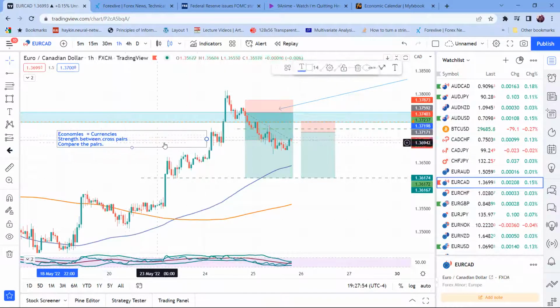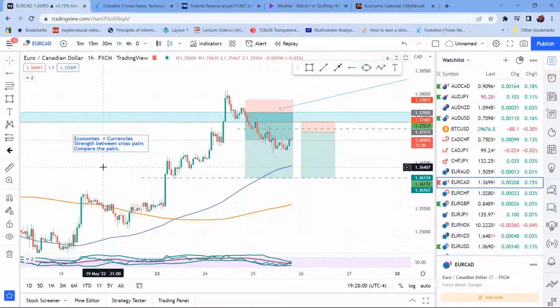And that's it when it comes to fundamental data and just how to use the fundamentals itself, right? Simplistic, very easy to understand. You just have to know the economies and the currencies. The strength between the cross pairs is what we need to look at, and we need to compare the relative strength itself, right? So we're buying one, we're selling one.